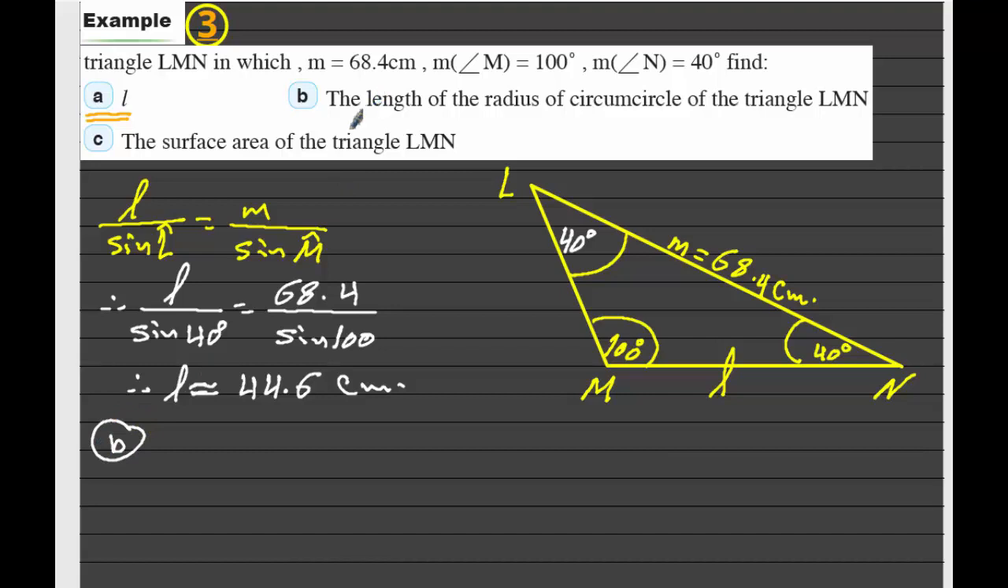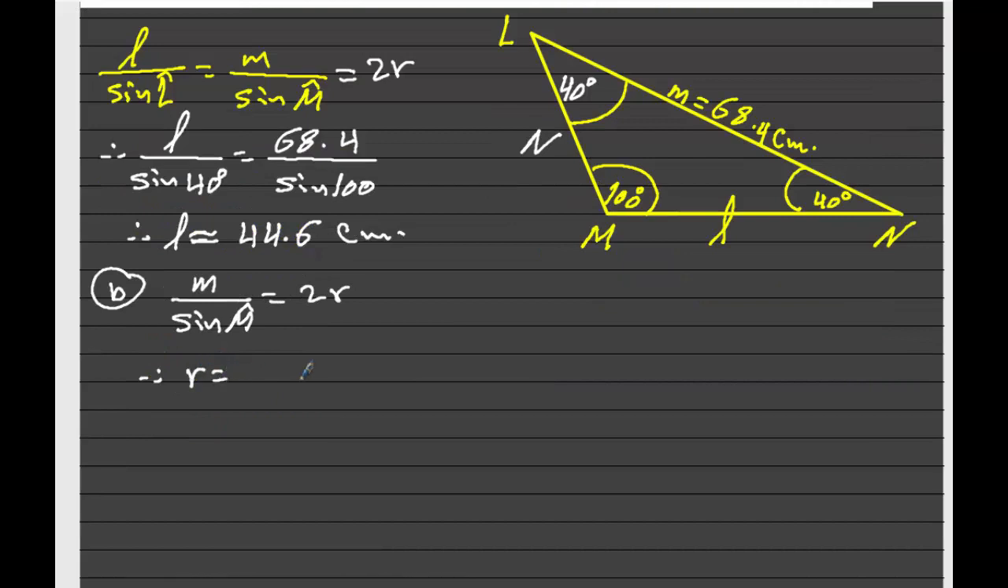The required here is to find the length of the radius of the circumcircle, and we know that L over sine L equals M over sine M equals N over sine N. All of this equals 2R. So I can use the first ratio or the second ratio. So R, the radius, equals M over 2 sine M.